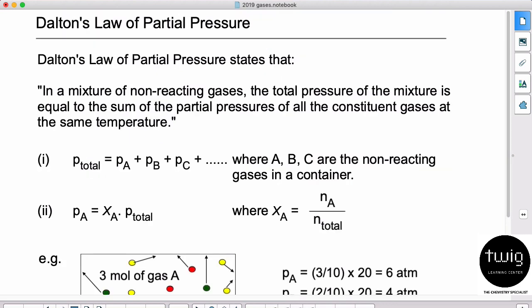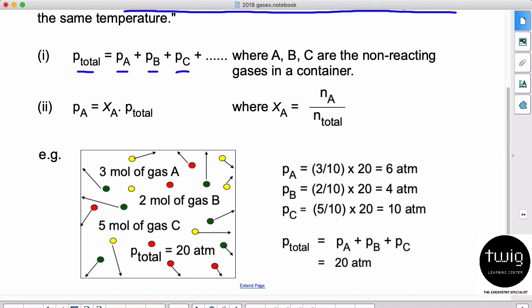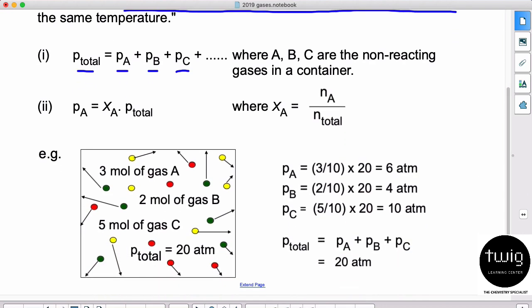Let's run through this next one. We're going to apply Dalton's law. Dalton's law has just one formula. They say in a mixture of non-reacting gases, meaning the gases don't react, the total pressure is equal to the sum of the partial pressures of all the gases. So in a container, if there are a few gases like gas A, gas B, gas C, the total pressure will be the summation of all the partial pressures. Inside a volume, I've got a few gases.